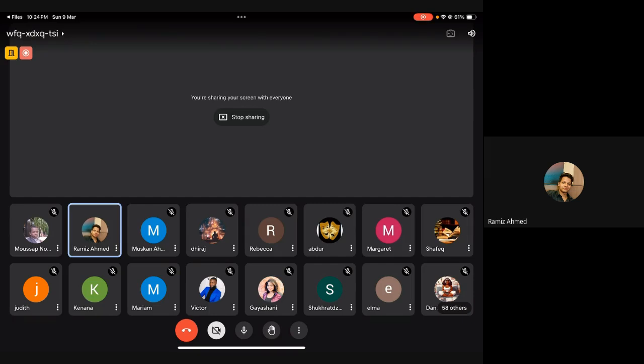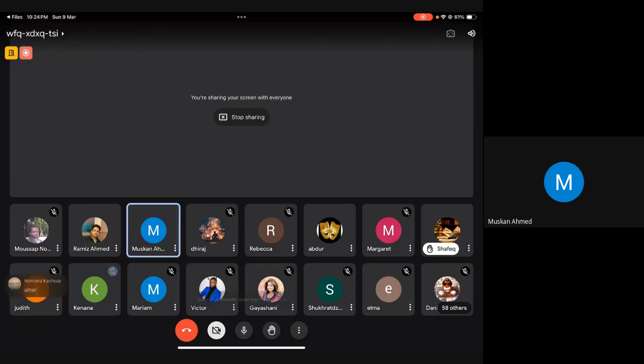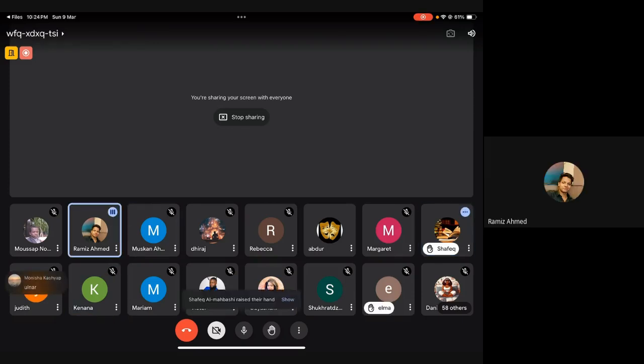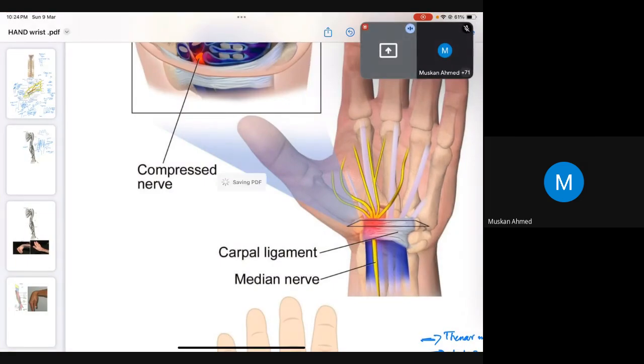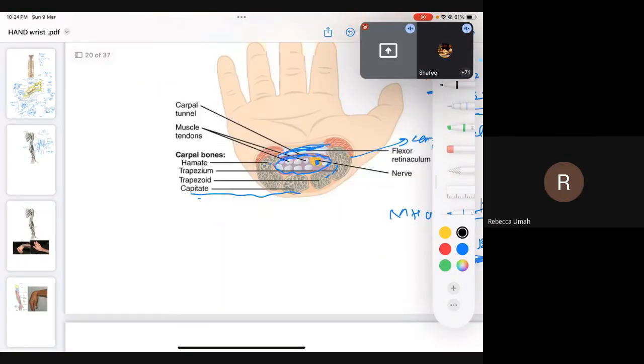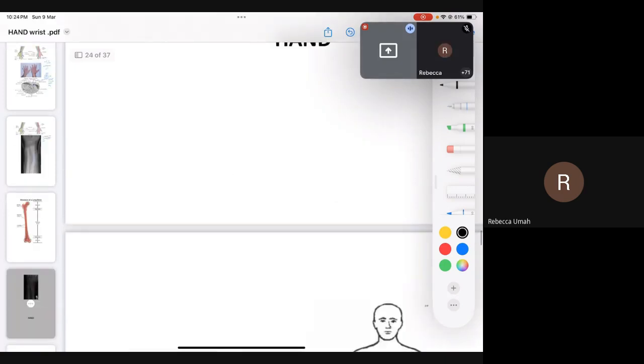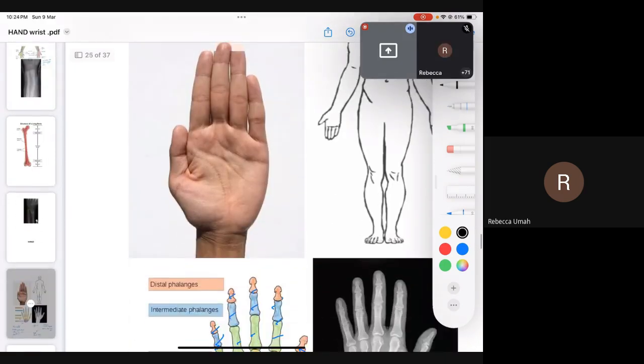So we have a tunnel which is known as Guyon's tunnel or canal. Can anyone tell me which nerve is going to pass through that? Ulnar nerve. Perfect. And in which kind of individual are we going to see this nerve being compromised? Bicyclists, right? Because the repeated pressure from the handlebars can compromise this tunnel and this nerve as well. Is that clear? Yes. Okay, perfect.